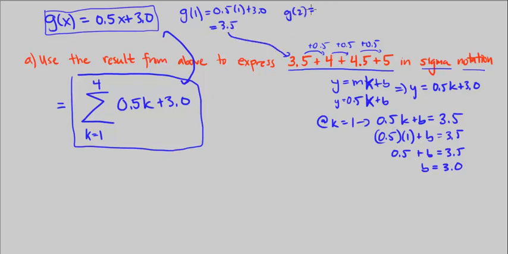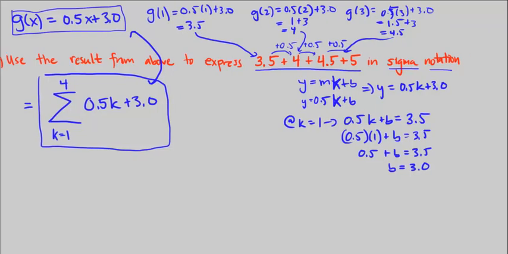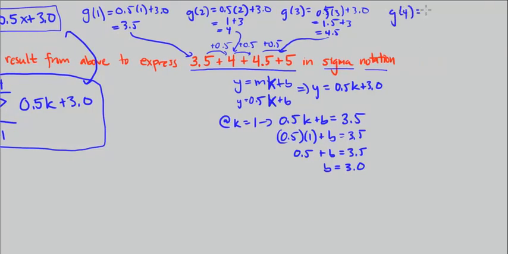g of 2 is equal to, plugging in x is 2, 0.5 times 2 plus 3.0. That's equal to 1 plus 3.0, which is 4. That's my second term. g of 3 is 0.5 times 3 plus 3.0. That's equal to 1.5 plus 3, which is 4.5. That's my third term. And g of 4 is equal to 0.5 times 4 plus 3. That's equal to 2 plus 3, which is 5.